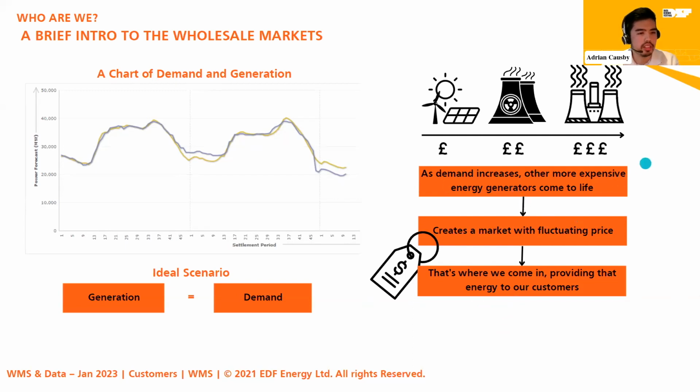And if you look at this chart here on the right, as demand increases, you've got the peak times, then you've got more generators having to come up. That could be nuclear power plants, gas power plants, and these get more and more expensive. So then you've got a price point. As demand increases, price in the market also increases. So you've essentially got the basic building blocks of a market: supply, demand, and price. And this is where we come in. We provide that energy to our customers by operating in those markets.